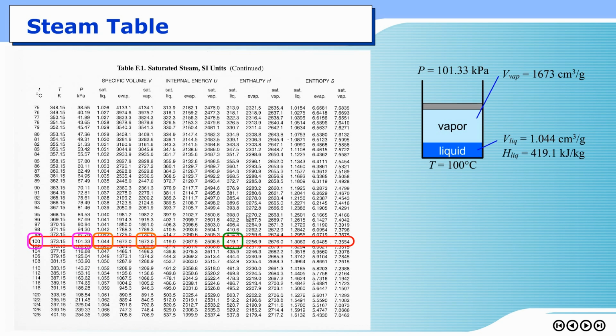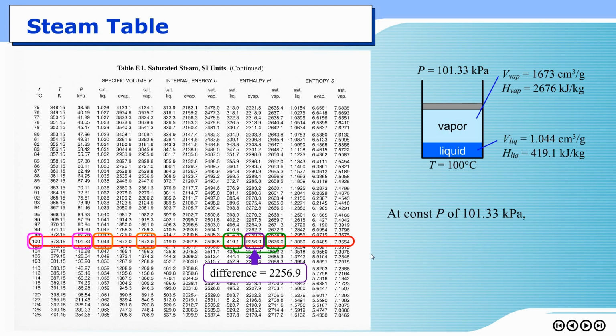Similarly, underneath enthalpy columns, if you look for the saturated liquid part, the enthalpy is listed at 419.1 kilojoule per kilogram. If you look underneath the sat vapor part, you get enthalpy of vapor to be 2676 kilojoule per kilogram. The difference here is essentially listed underneath the evaporation column.